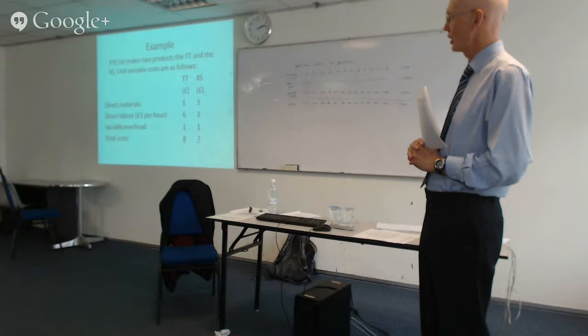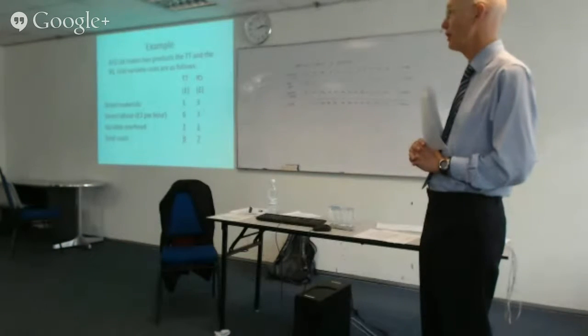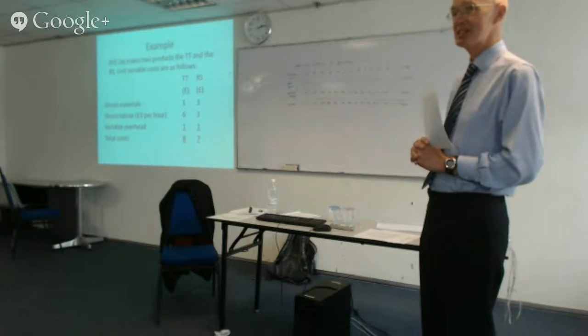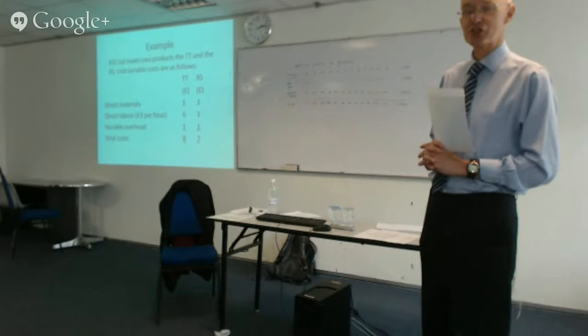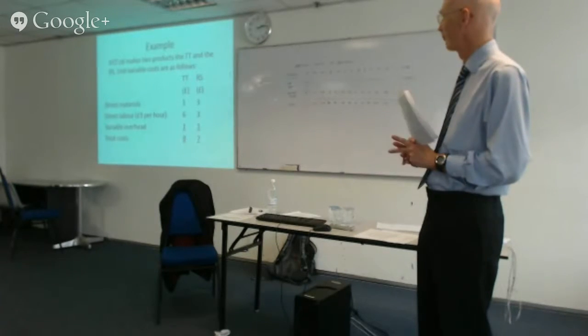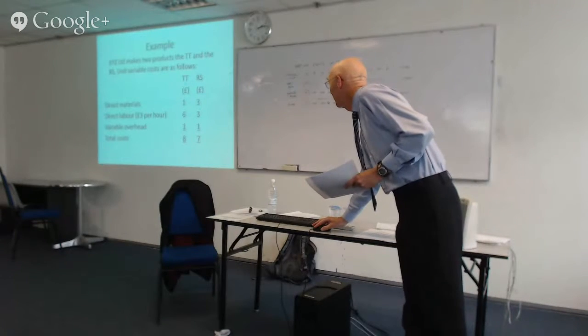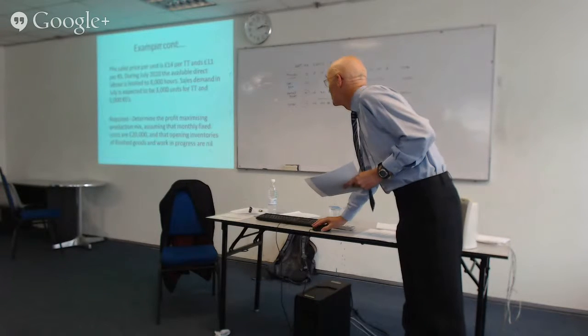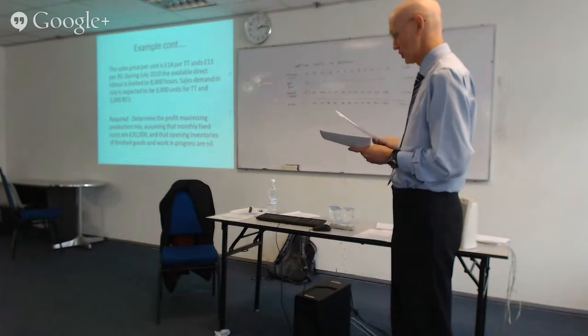Right. We have two products, the TT and the RS, and that's the cost structure in each one. So you will cleverly have noticed that direct labour is £3 per hour, the TT takes 2 hours, but the RS only 1. Okay? Now try and remember those numbers. We'll add some more to this.